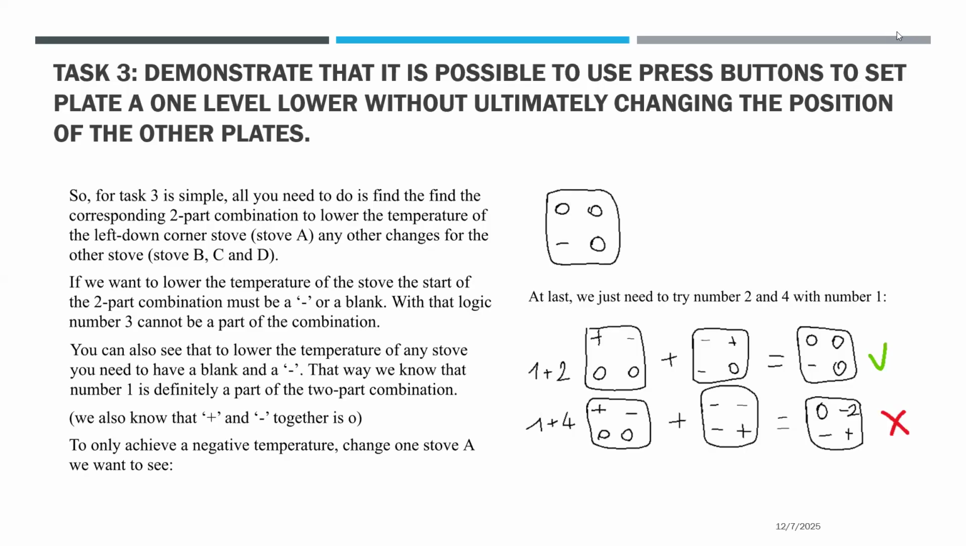And then we see the rest. There's a plus at stove B and a minus at stove C. So we need to find a plus at stove C and a minus at stove B. We found that is 1 and 2. So if you press 1 and 2 together, or 2 and 1 together, you only change the temperature of stove 1, stove A. Okay.